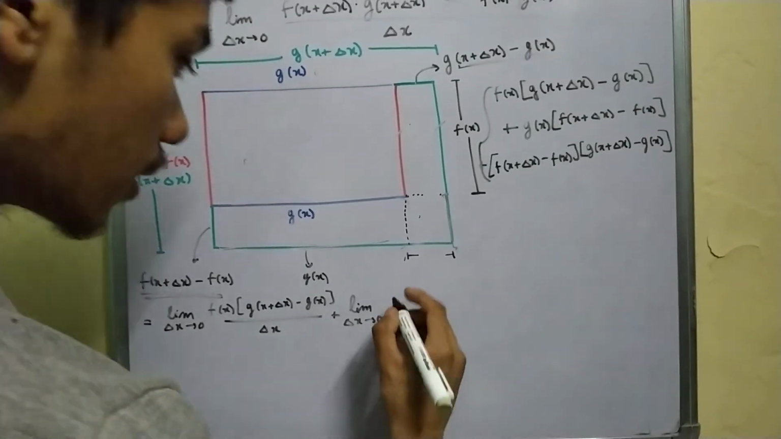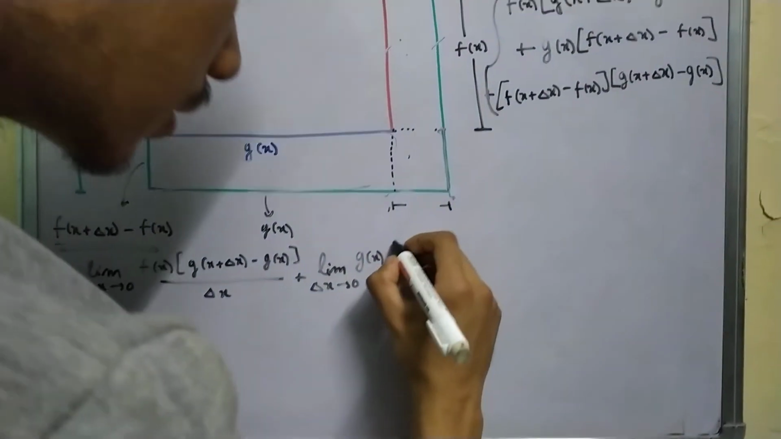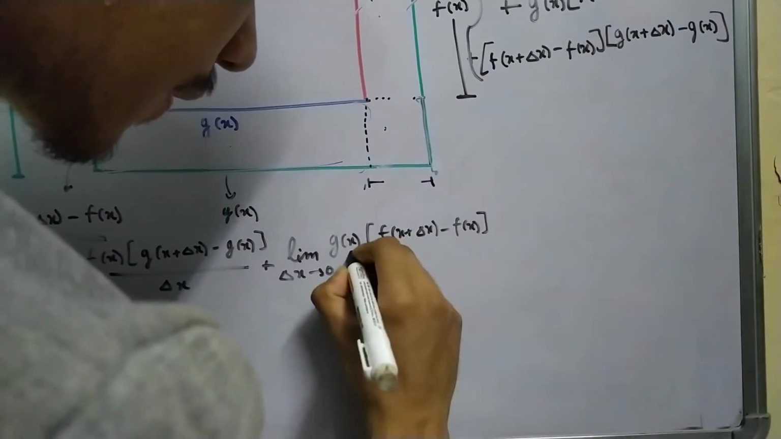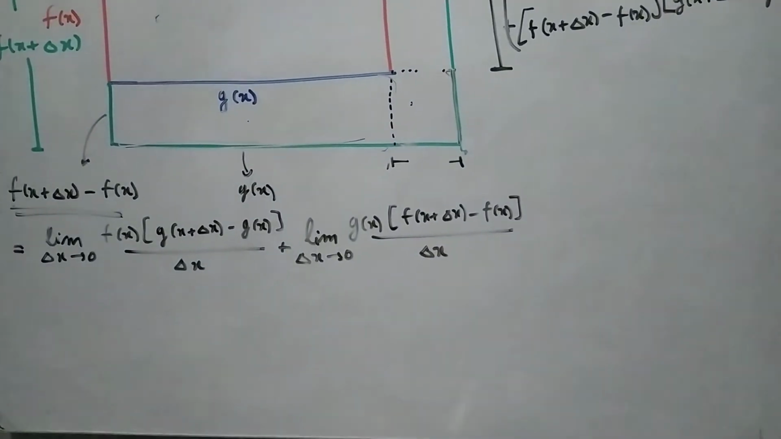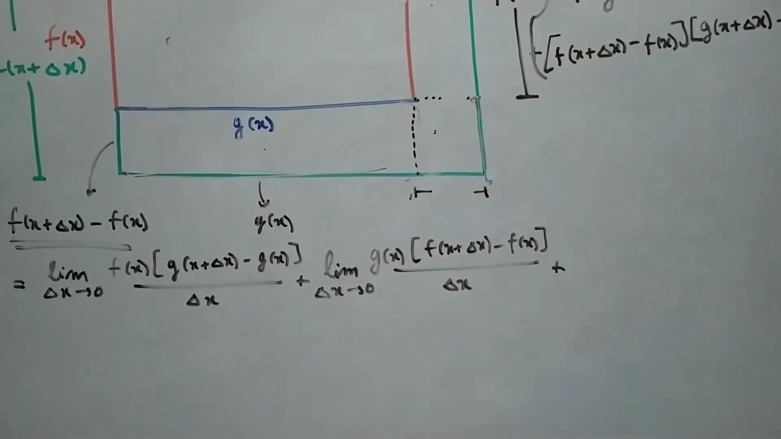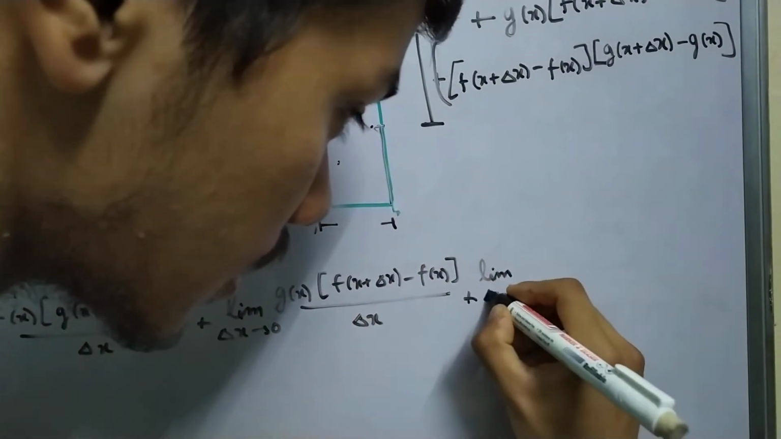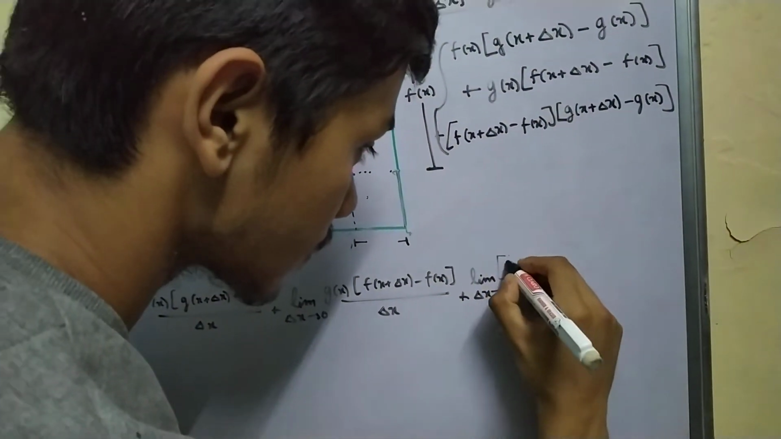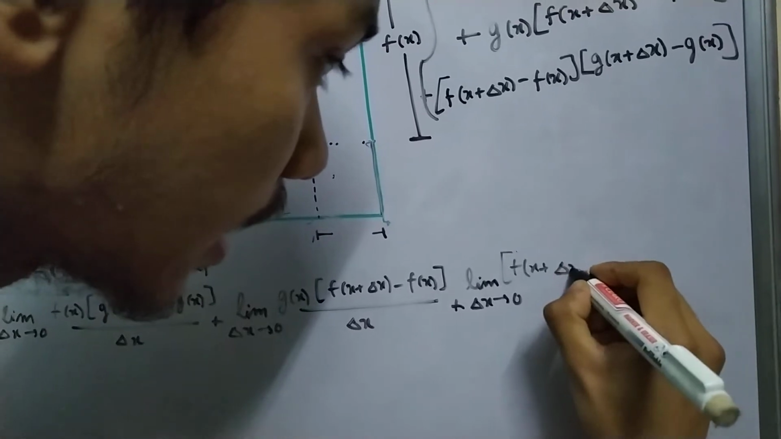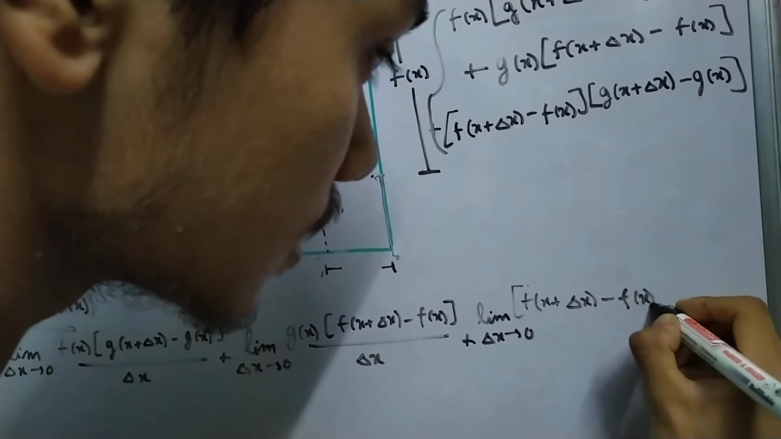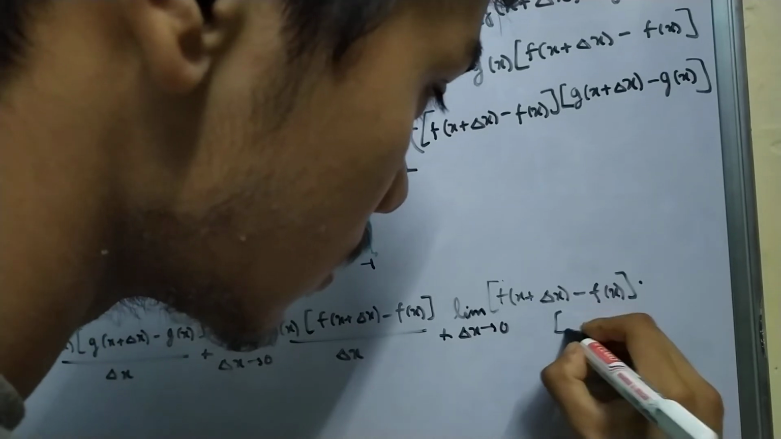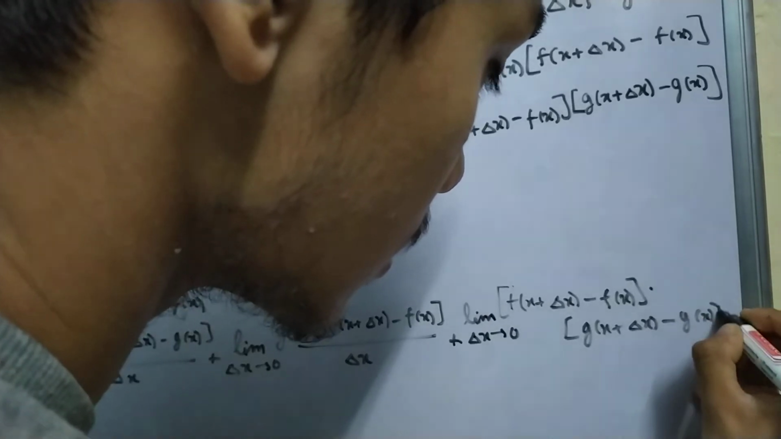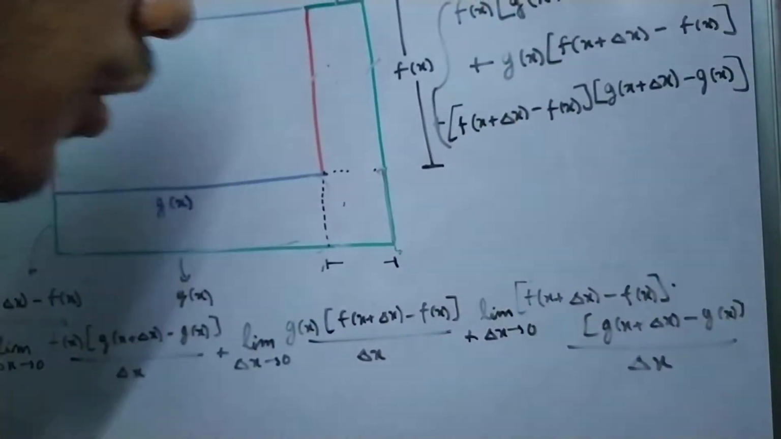Okay, g of x times f of x plus delta x minus f of x divided by delta x, plus this product, limit delta x goes to 0, this stuff, f of x plus delta x minus f of x into g of x plus delta x minus g of x, divided by delta x.